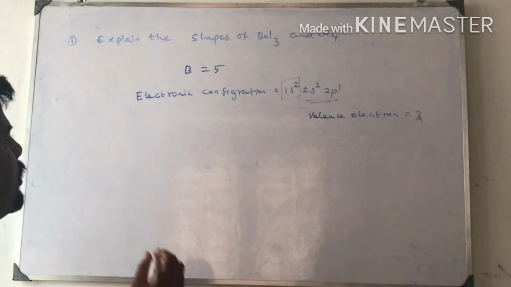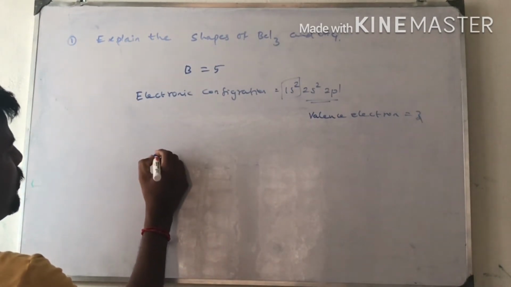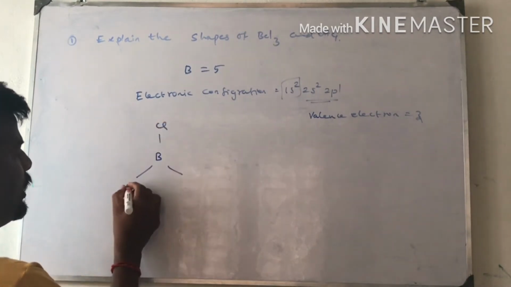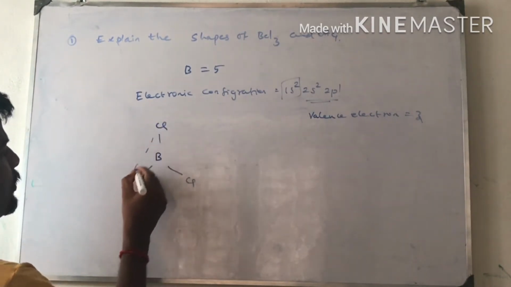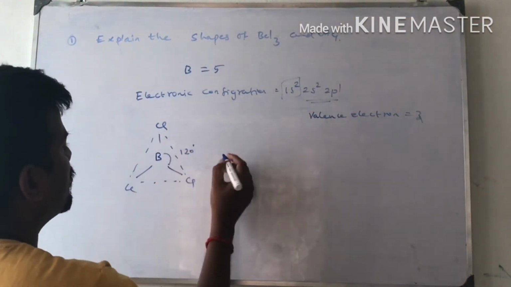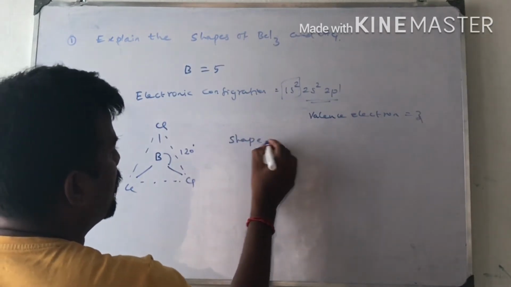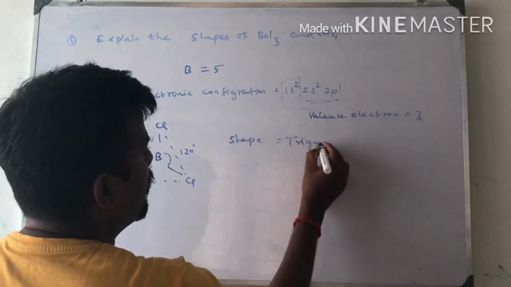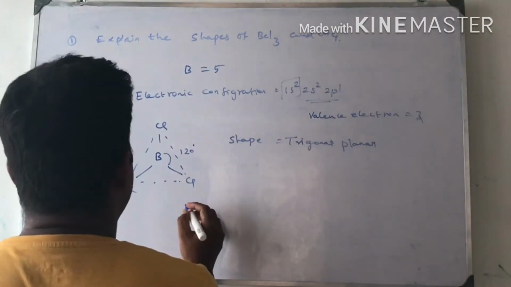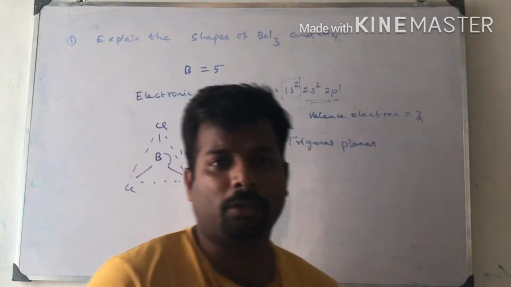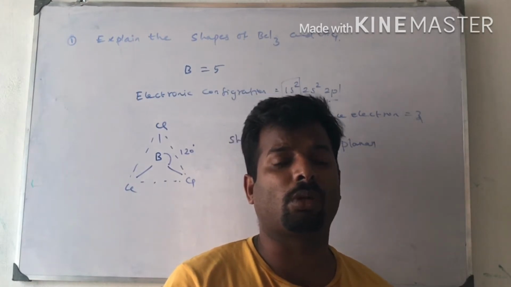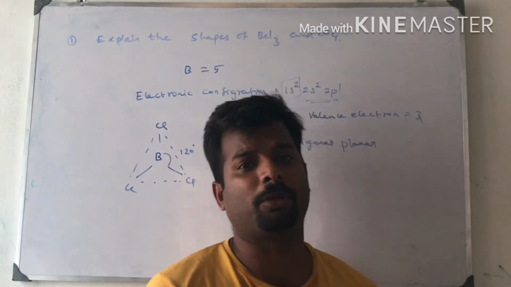Now the structure of boron trichloride is like this. Why like this, I will explain. Bond angle is 120 degrees. Shape will be trigonal planar. Boron, atomic number 5, has 3 valence electrons. These 3 valence electrons are utilized by chlorine for bond formation.